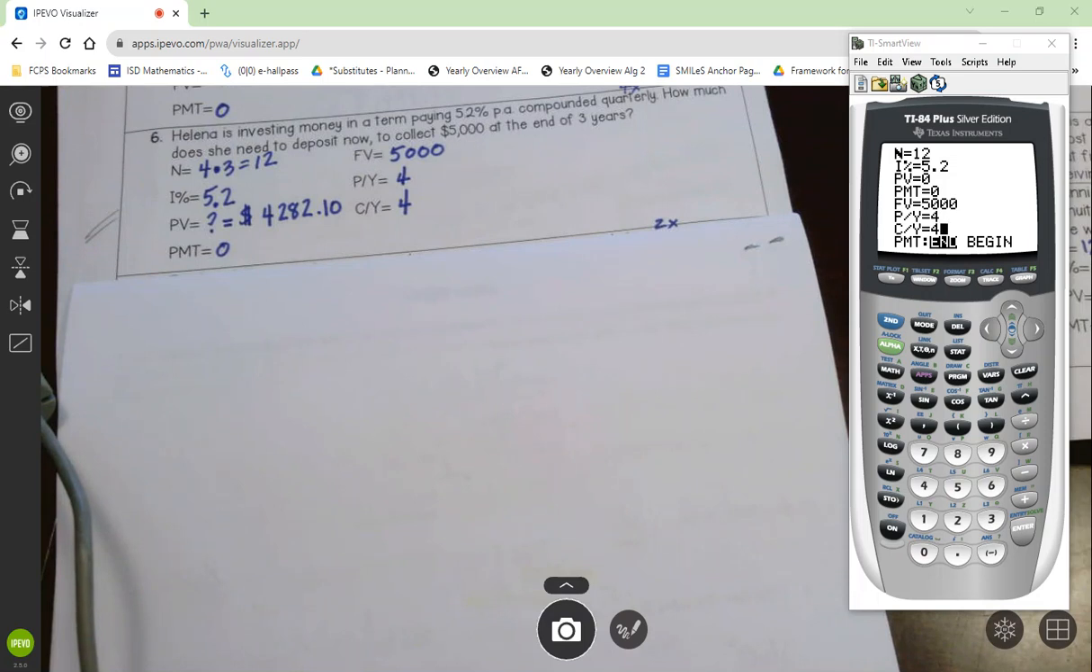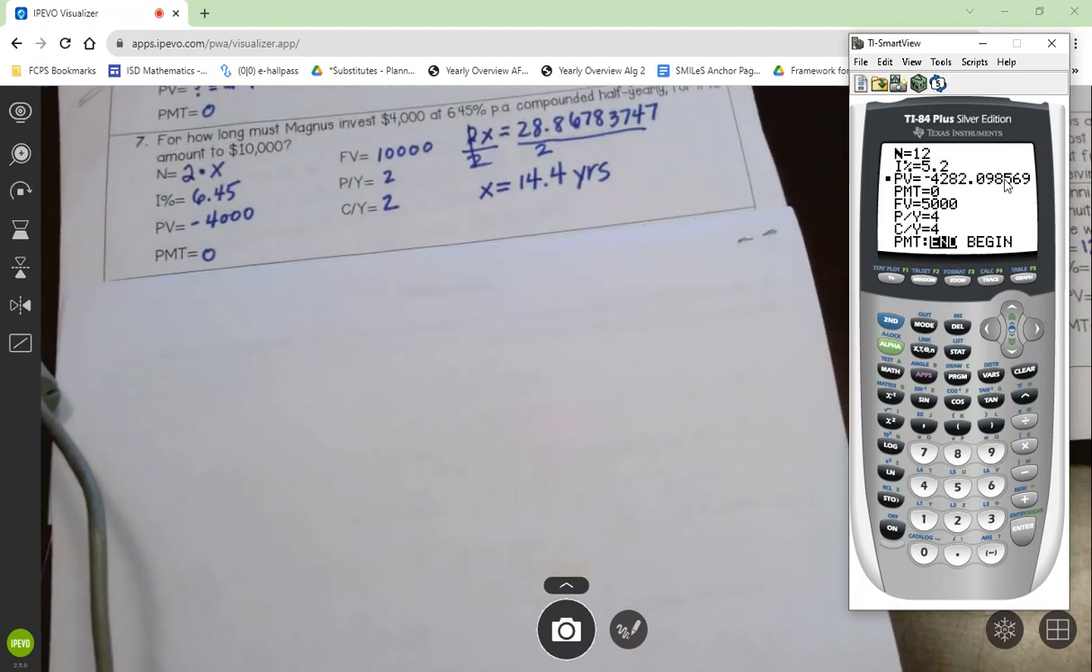Okay, so let's see what we get when we put Helena's information into the solver. So we need to go back up to the thing we don't know, which is the present value, and do alpha, enter. All right, and so then it tells us that the present value, remember it's going to give it as a negative number, but we're going to report it as a positive number. So $4,282, and that 9 cents rounds up to 10 cents. Let's look at the next one.